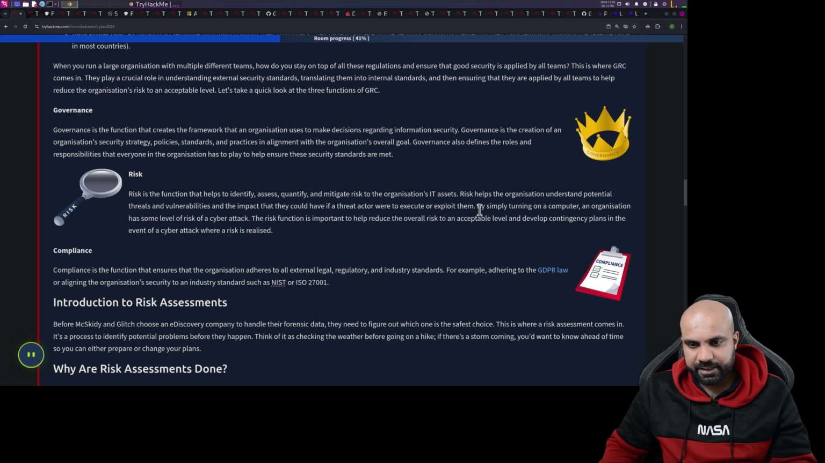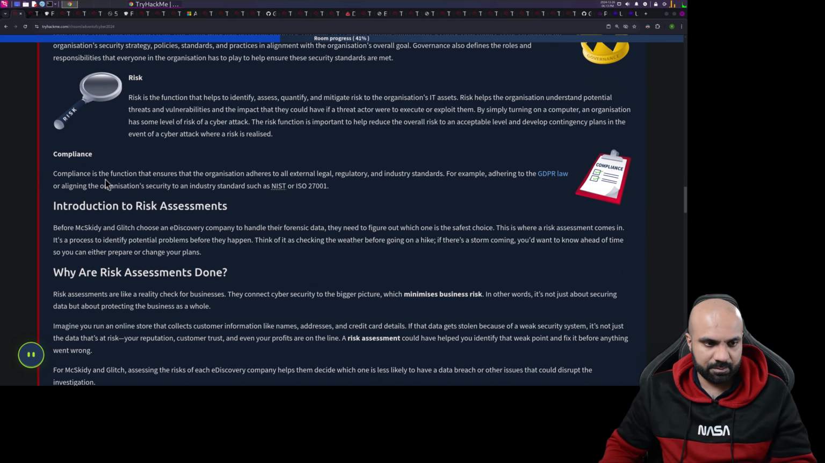execute or exploit them. By simply turning on a computer, an organization has some level of risk of a cyber attack. The risk function is important to help reduce the overall risk to an acceptable level and develop a contingency plan in the event of a cyber attack where a risk is realized.